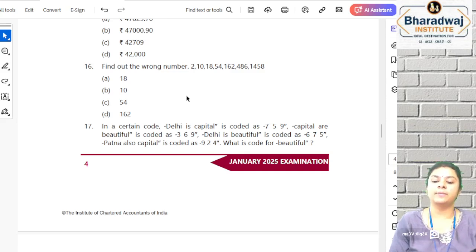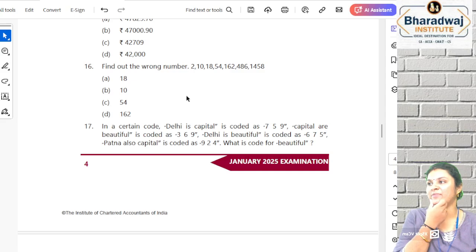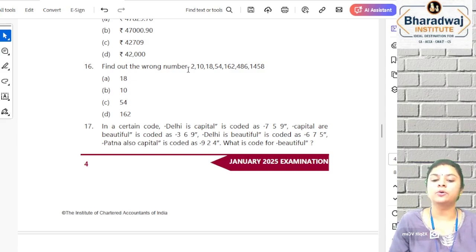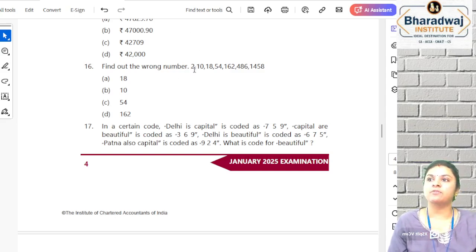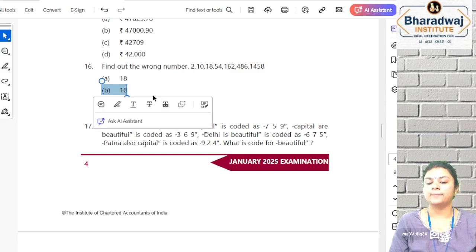16th, find the wrong number. 2, 10, 18, 54, 162, 486, 1458. Into 3. So the missing figure here is 18 into 3, 54, 54 into 3, 162. Correct? 162 into 3 is 486 and 486 into 3 is 1458. So 2 into 3 we should have got 6. So instead of 6 it is 10. So our wrong number is 10.